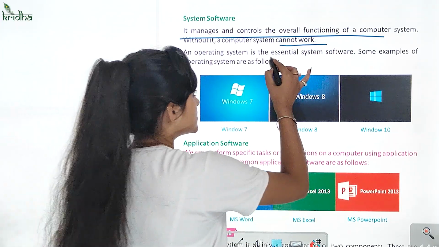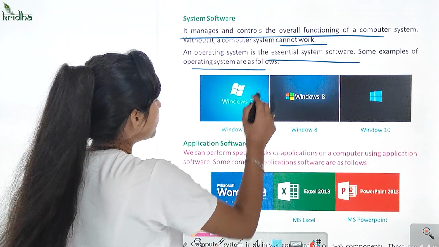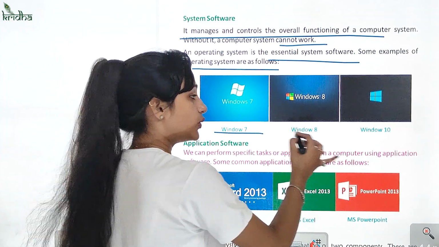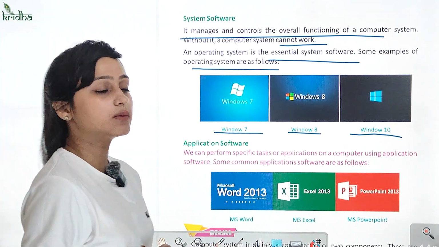Operating system is essential system software. Some examples of operating system are Windows 7, Windows 8 and Windows 10. ये आपके operating systems होते हैं.